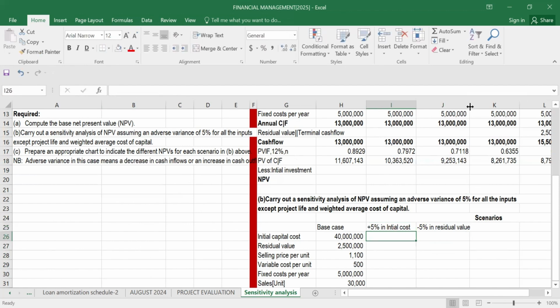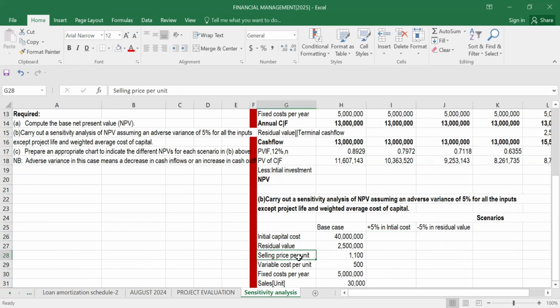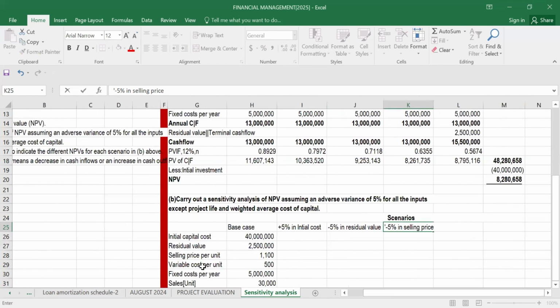The other scenario is where you assume a 5% adverse variance in selling price. We assume the selling price will reduce by 5%. So here, negative 5% or a 5% decrease in selling price. That is the other scenario. The next scenario is for the other variable, which is the variable cost. Variable cost is a cost. We are going to assume it will increase by 5% because it's a cost.